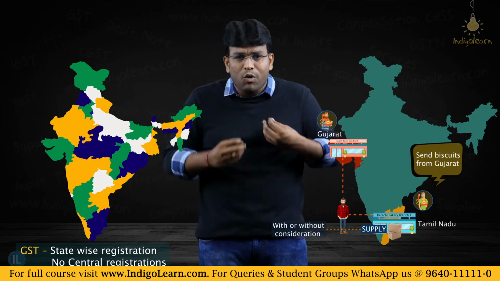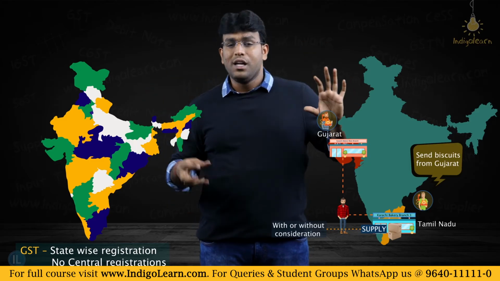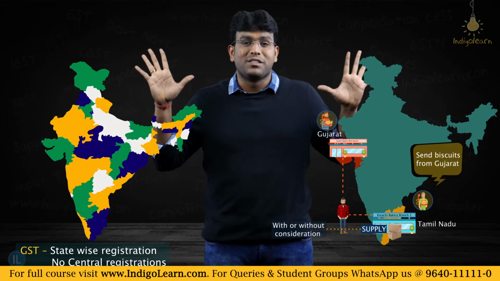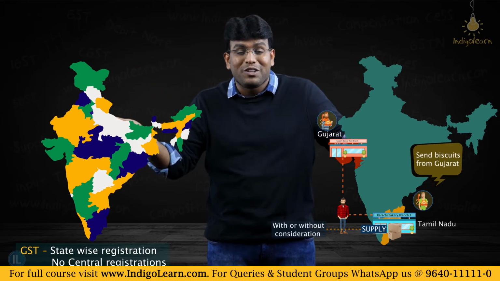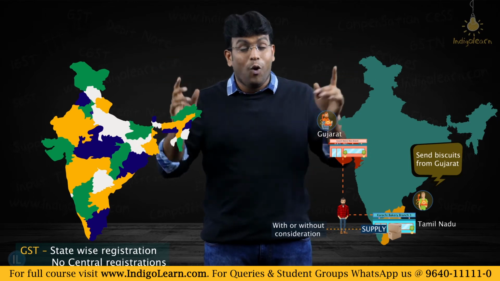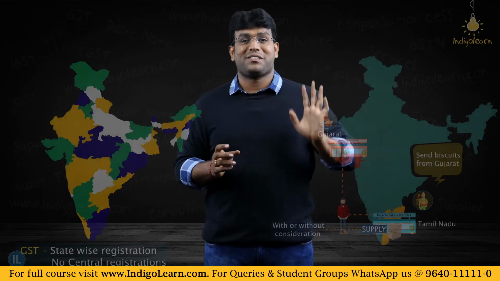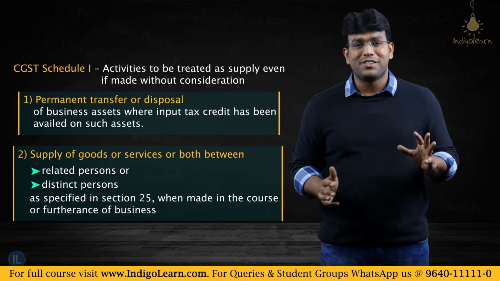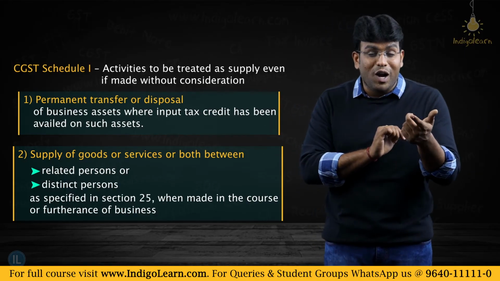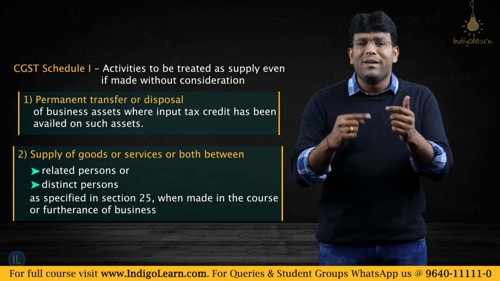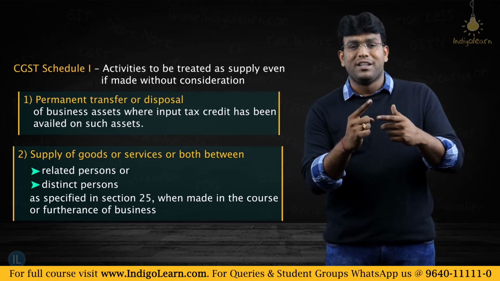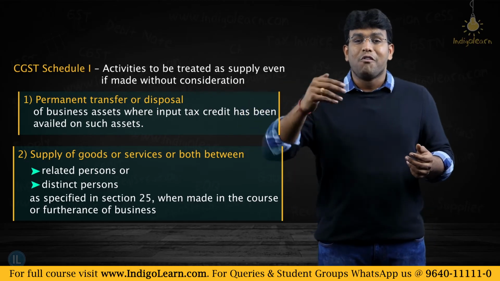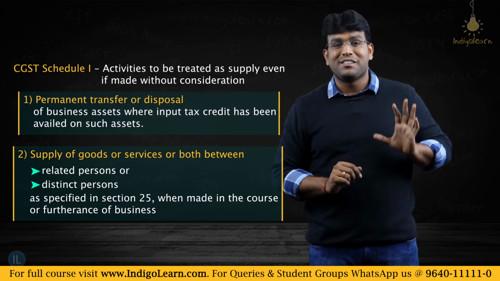Imagine, Shiva Teja only owns Karachi Bakery Gujarat and Karachi Bakery Chennai. But these two are deemed to be distinct persons, even though they both are owned by one person, only for GST purpose. So going back, supplies between distinct persons, or there is one more word called related persons. We'll elaborate that very soon. Supplies between distinct or related persons in the course or furtherance of business.